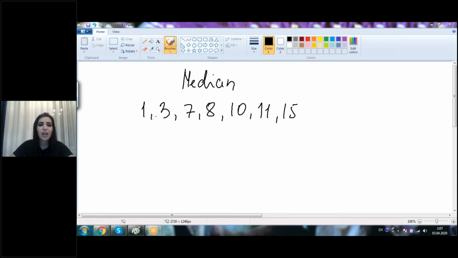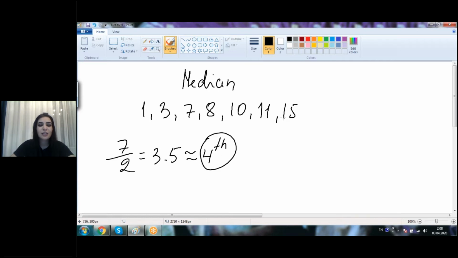And as I said before, we have 7 numbers. So we divide 7 by 2, and we will get 3.5. Therefore, we should round this number to the greatest nearest integer, which is approximately 4. So 4 is the position of the median. So it means our median will be 4th in this set of numbers.